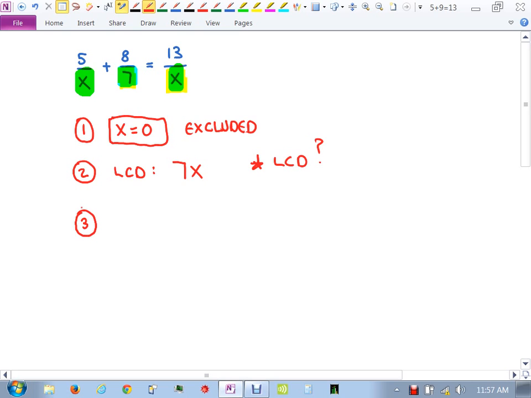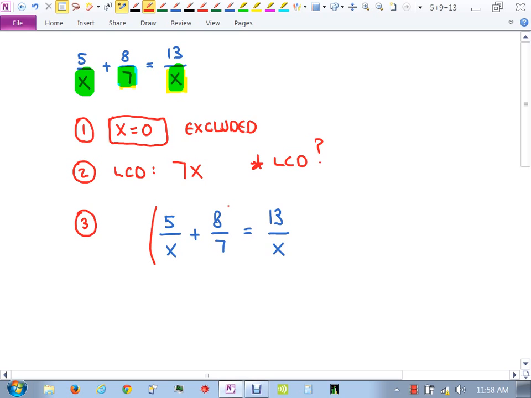Multiply each side by the LCD. So watch the way I do this. I'm going to write down the original problem. And I'm going to multiply both sides of the equation by 7x, right? So watch the way I do this.